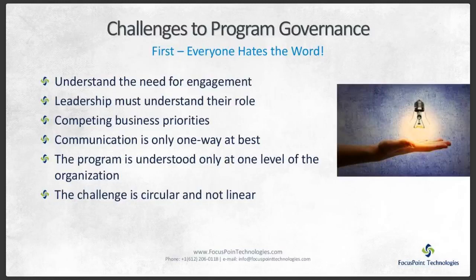Remember, managing risk is not linear. It's not an easy point A to point B solution to a problem. It's an ever-evolving program that must continue to mature along with the industry.